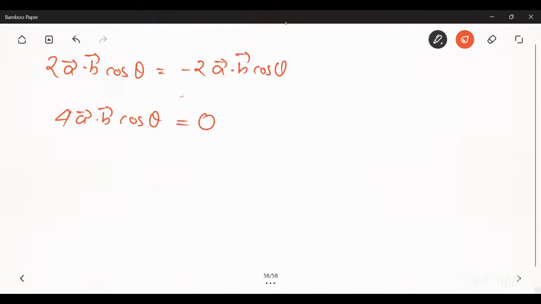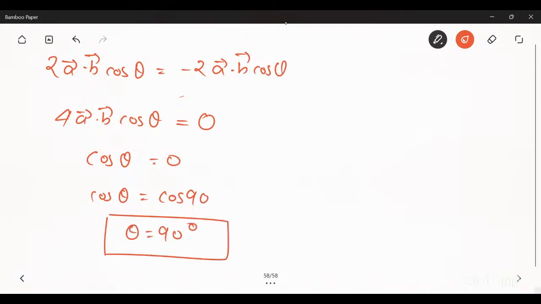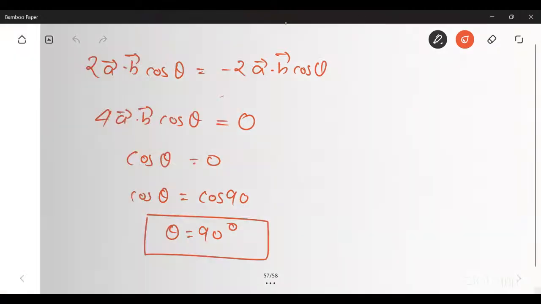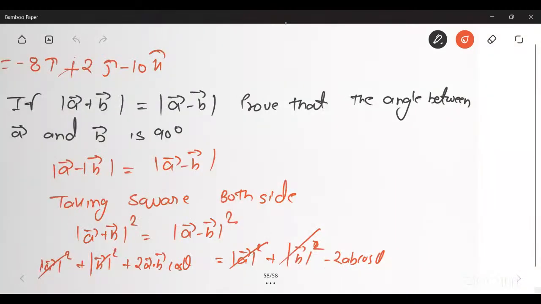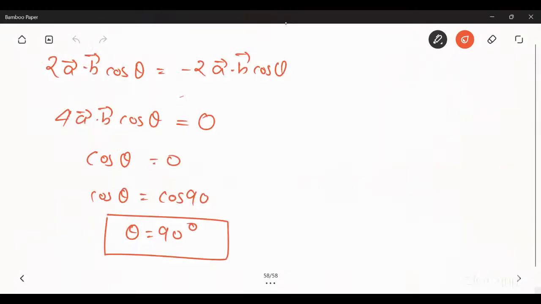Okay. So cos θ is equal to 0, and 0 is the value of cos 90. So cos θ is equal to cos 90, so θ is equal to 90 degrees. That means both are perpendicular to each other. A vector and B vector are perpendicular to each other.